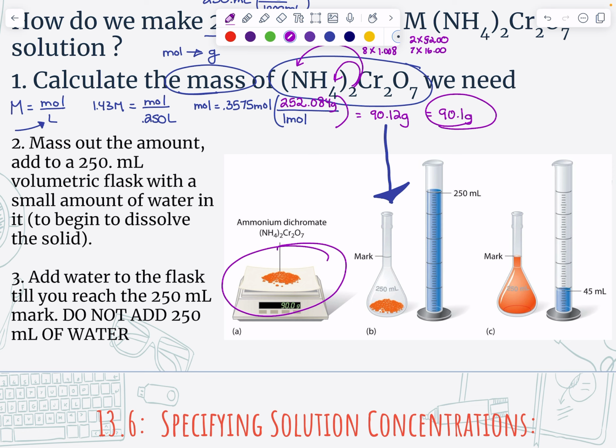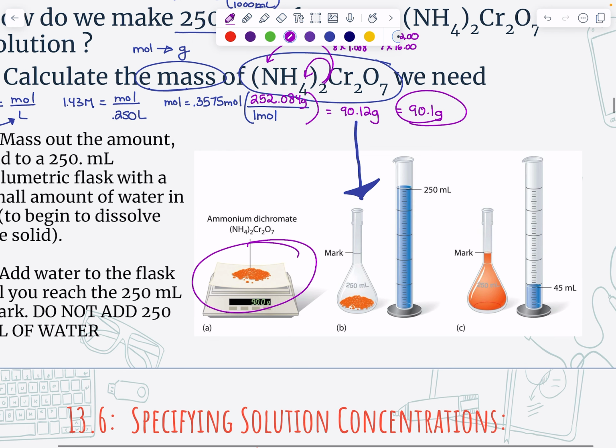The image from the textbook only uses... rounds it to 90.0. I add that with a little bit of water in it, mix to dissolve, and then I fill the volumetric flask up to the mark.